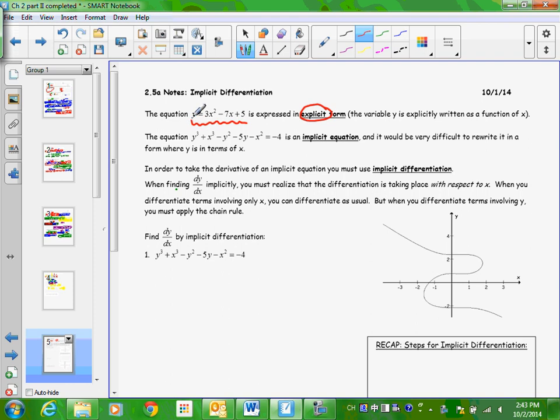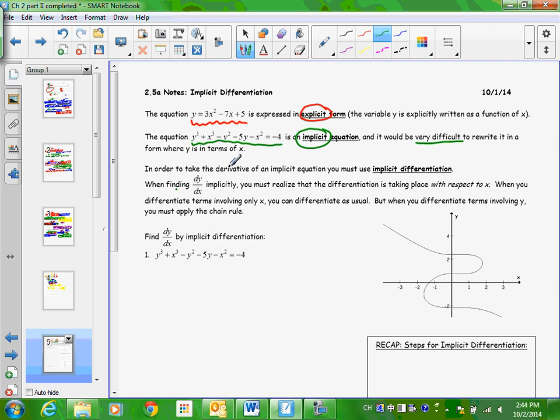Even when y is not by itself, a lot of times we would get y by itself. But we also have equations like this, where y is not by itself. In fact, it's very difficult, if not impossible, to get y by itself. This is called implicit. If you're wondering why we're calling this implicit, it just means y is not by itself.